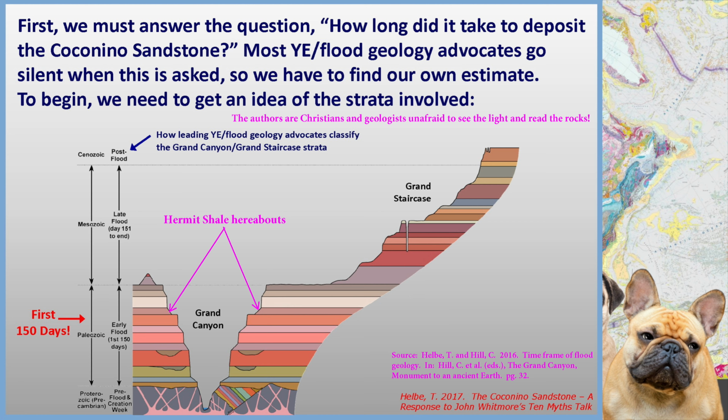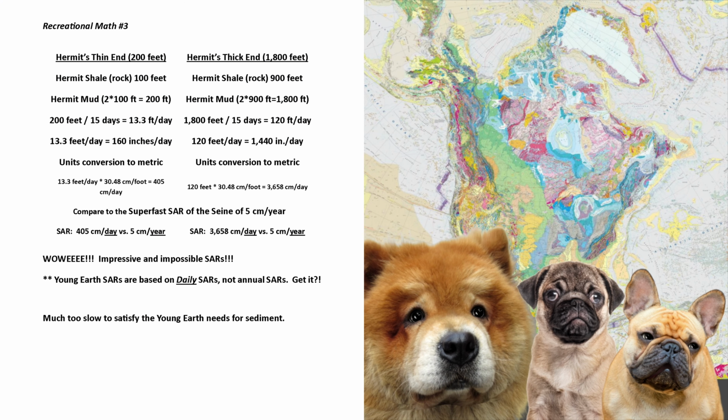To keep things simple and rolling here, we'll assume the Hermit mud was deposited in 10% of that 150 days, or 15 days. Let's see what that revelation does to the young Earth sediment accumulation rates, shall we? Depositing 200 feet of mud in 15 days equals 13 plus feet per day. That's 160 inches at the thin end of the Hermit, and 1,440 inches per day at the thick end. That's 13 to 120 feet each day for 2 weeks, and just for the Hermit mud. Those are some truly impressive sediment accumulation rates. Converting over to metric will allow us to compare these sedimentation rates to our published literature review more easily.